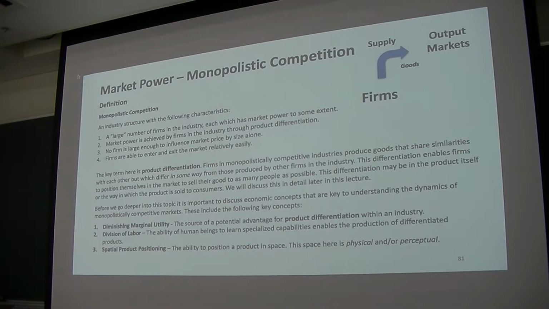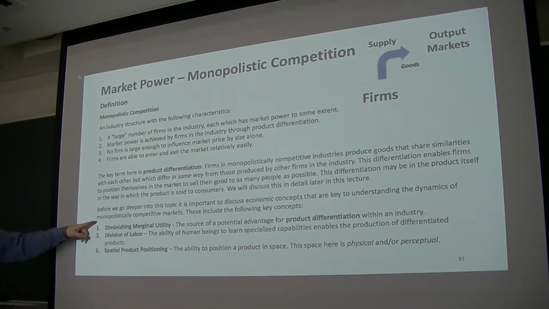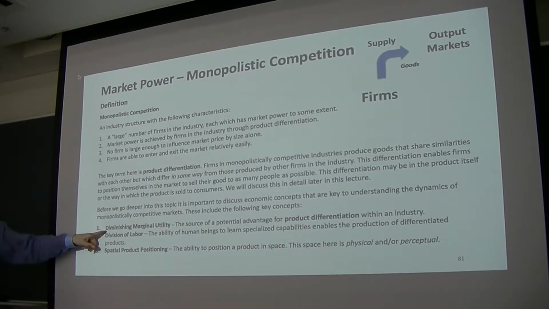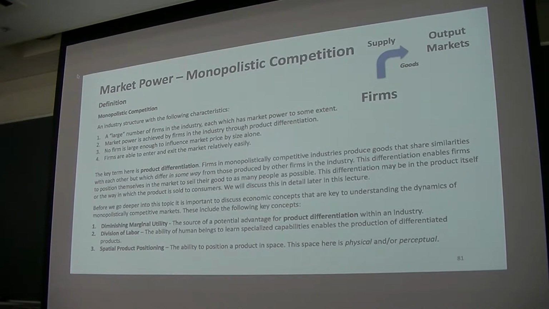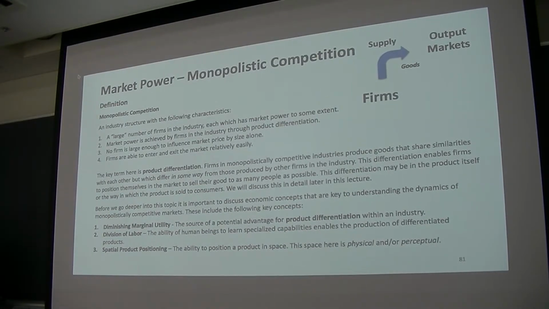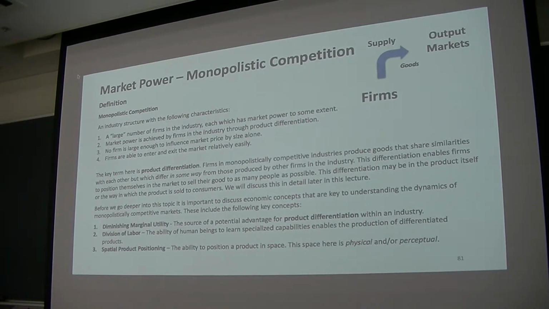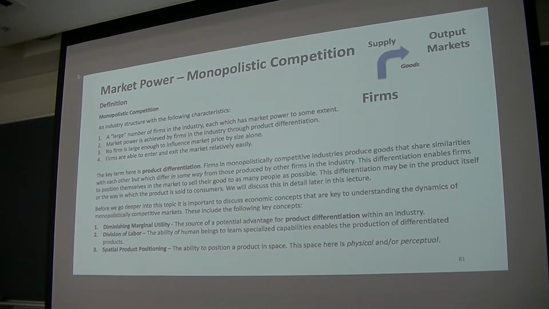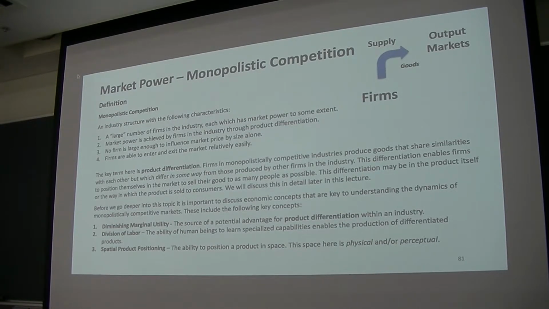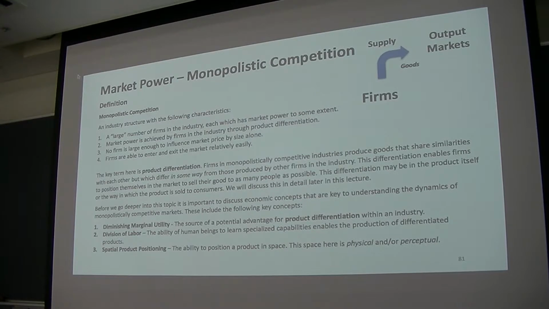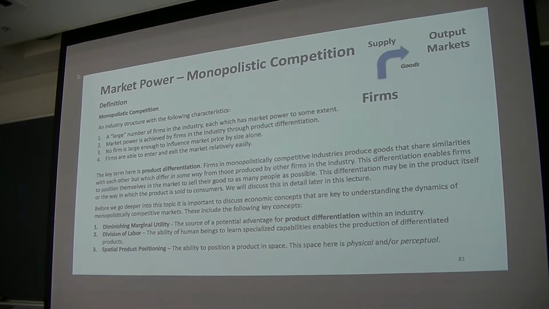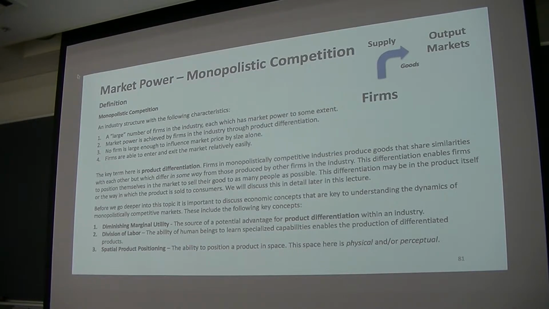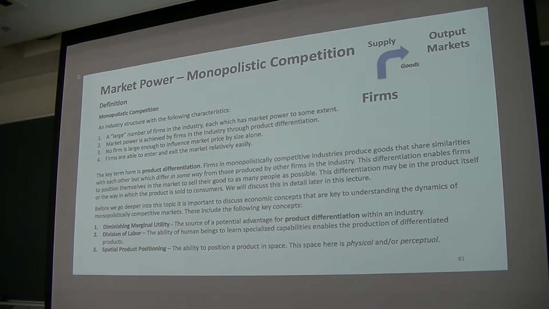I want to talk about some other key concepts that are important to understanding the dynamics of monopolistically competitive markets. One is diminishing marginal utility, the source of a potential advantage for product differentiation. If I have a slightly different product than this store, maybe when people get tired of this store, they'll come to my store. That's what restaurants do. You'll go to an area that has a row of restaurants.